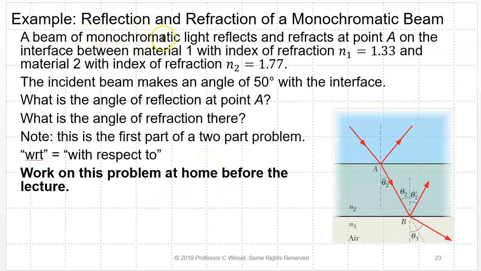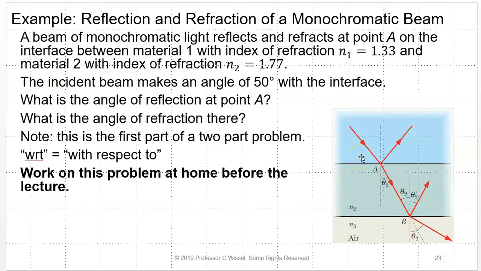Okay, now we have an example here. We're going to reflection. It's hard for you to say this. Reflection with an L and refraction with an R of a monochromatic beam. Mono means one color. So a beam of monochromatic light reflects and refracts at point A on the interface between material 1, which has an index of refraction of 1.33 for N1, and material 2, with an index of refraction of 1.77. Now this is a multi-part question. This is just the first part. We'll do the rest later. The incident beam makes an angle of 50 degrees with the interface.